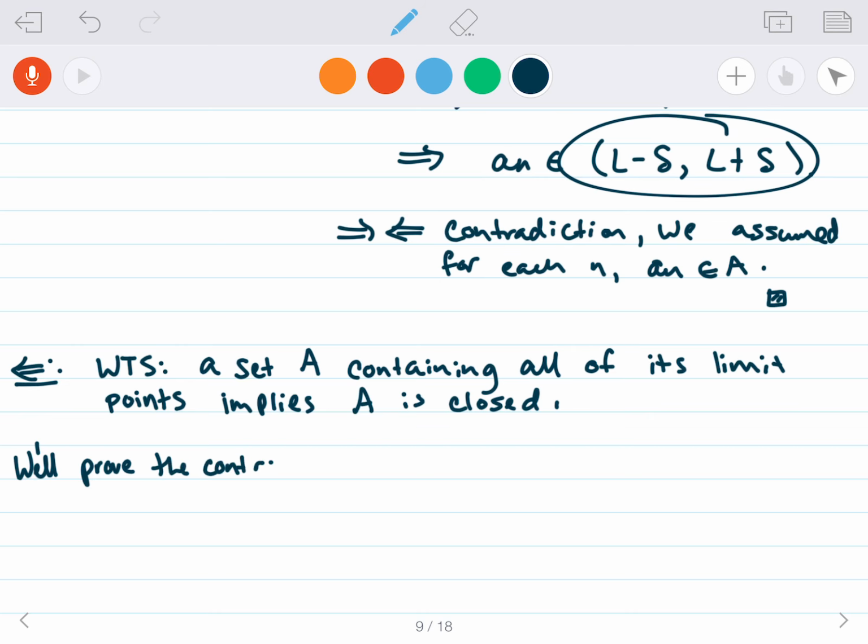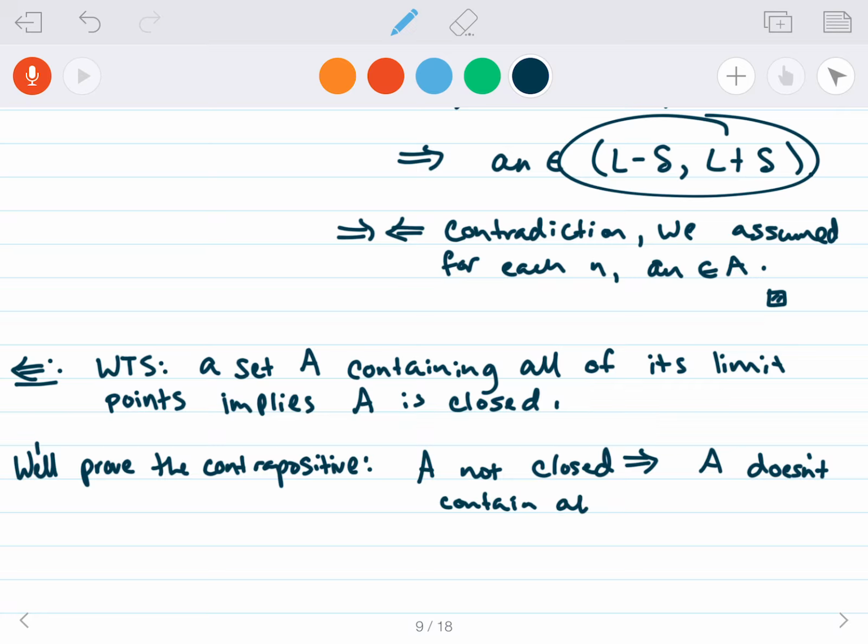That is, we'll prove that A not being closed implies A doesn't contain all of its limit points. So negate the conclusion and the hypothesis and switch them. It's the contrapositive. Doesn't contain all of its limit points.